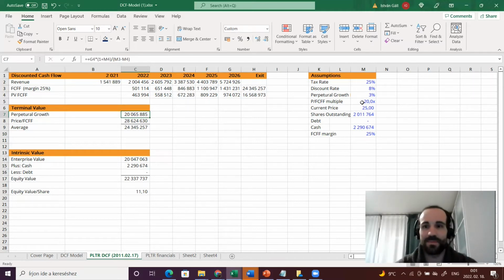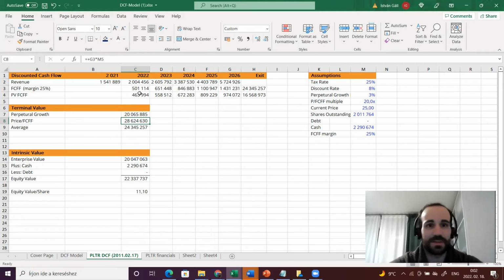I want to emphasize, guys, that I'm super, super conservative. I do believe that in 5 years, Palantir's price to free cash flow multiple is going to be above the sector average, because my expectation is that Palantir is going to grow faster than the average company in the sector. But as I said, I'm trying to be super conservative here, and that's why I'm calculating with the sector average. So we can see the terminal value is $28 billion, and in order to get the final terminal value, I'm averaging out these two results. And as a terminal value, I got $24 billion. So this is going to be the terminal value.